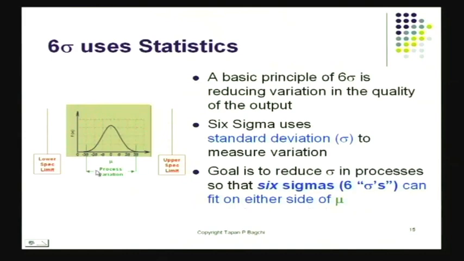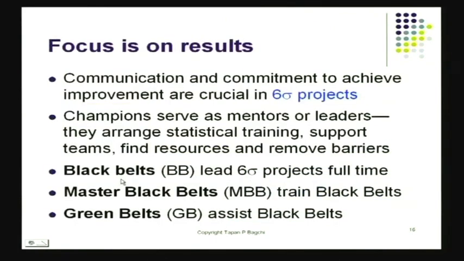And what we'd like to be able to do is center the process and keep it so tight, make it so precise that the midpoint is 6 sigma away from either end of the spec limits. That's what we should be able to do. Our results, that's where our focus should be. In fact, every Six Sigma project must focus on results, nothing else.